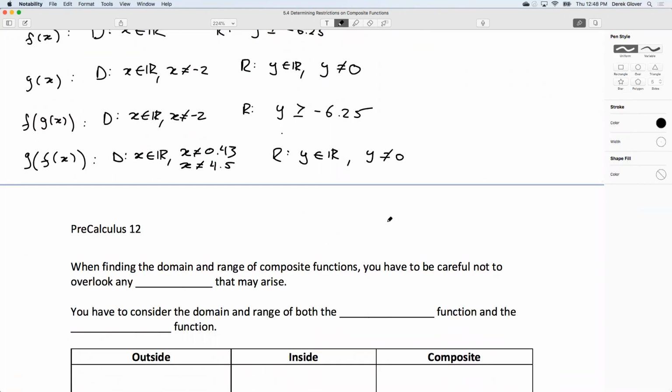All right. So when finding the domain and range of composite functions, you have to be careful not to overlook any restrictions that may arise. You have to consider domain and range of both the original functions. So we'll call them the inner functions and the outer functions.